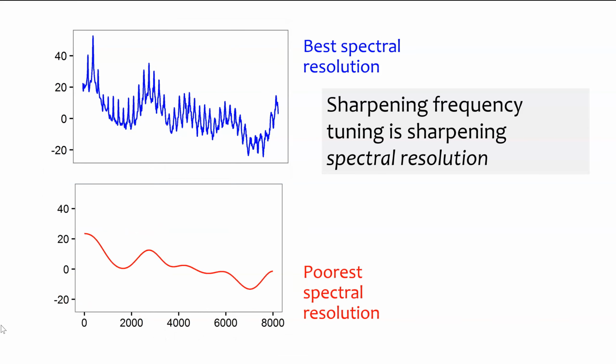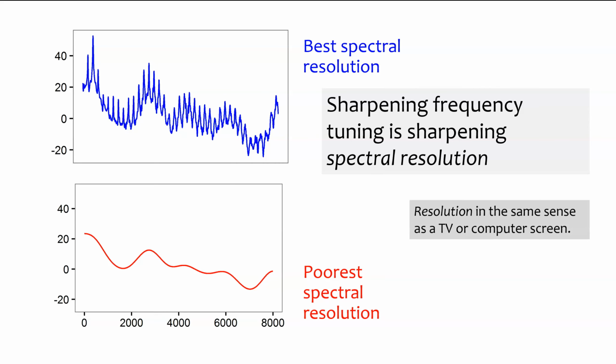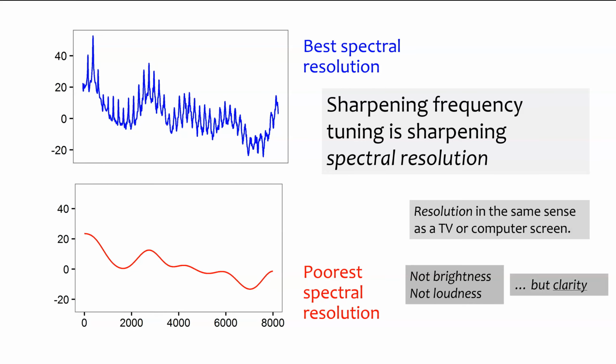Whereas if we had poor spectral resolution, we could get the general shape of the spectrum and know that there's a peak somewhere above 2000 Hertz, but it's not really clear exactly where that peak is. So when we use the word resolution, we're really using it in the same sense as you'd use for a TV or a computer screen. And just like resolution on a TV, it's not really about brightness. And for sound, it's not about loudness. We're talking about clarity. How differentiable are the different components?